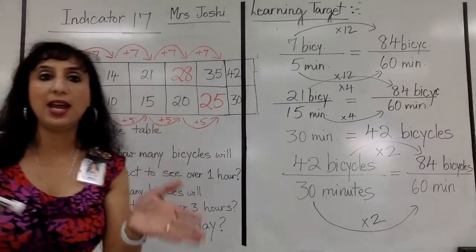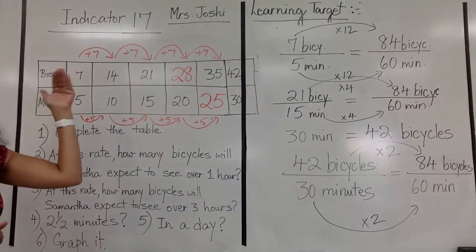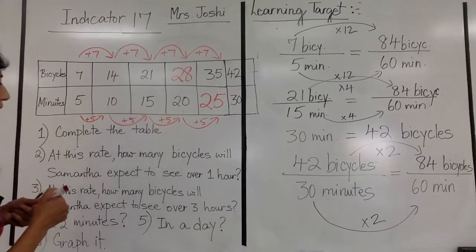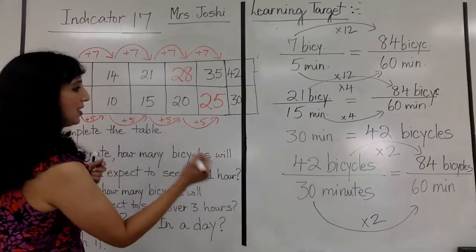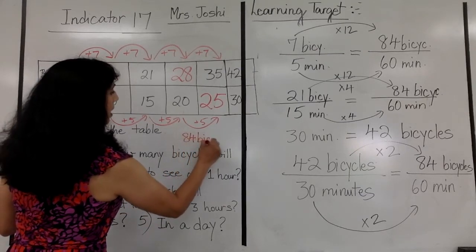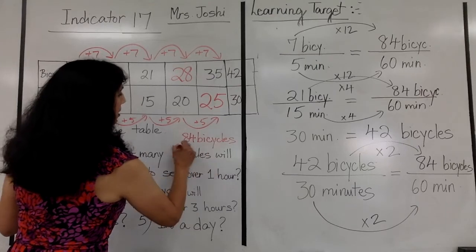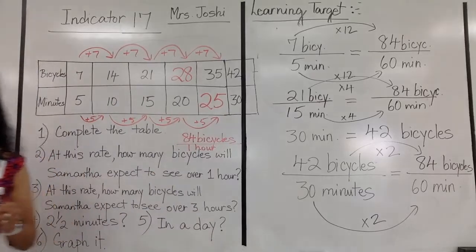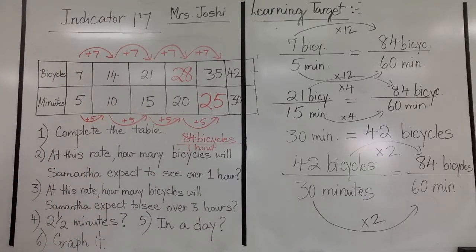And we're thinking that the rate is the same. All right, that means 7 bicycles in 5 minutes. So at this rate, how many bicycles will Samantha expect to see over 1 hour? So in 1 hour, which is 60 minutes, we got 84 bicycles in 1 hour. Because remember, 60 minutes is equal to 1 hour. Okay? The next question is asking, at this rate, how many bicycles will Samantha expect to see over 3 hours?